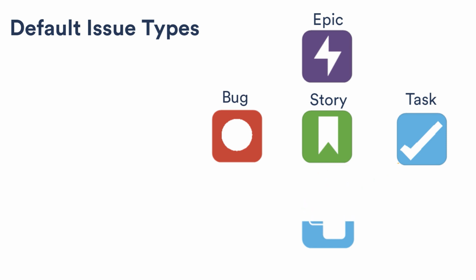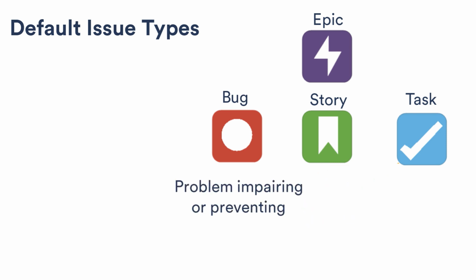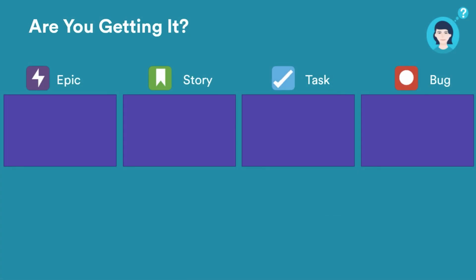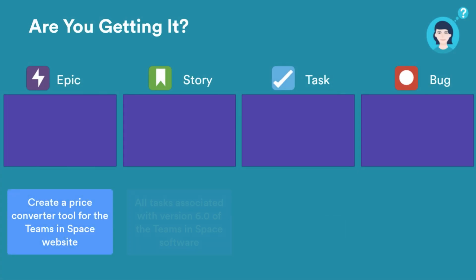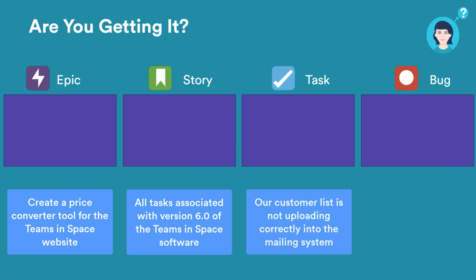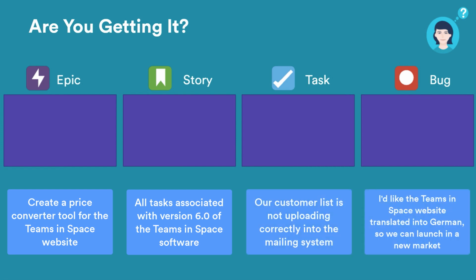Bugs are another issue altogether. They generally refer to a problem impairing or preventing the function of a product. Bugs may also have subtasks. Below are a few examples of typical issues. Correctly identify if the example is an epic, story, task, or bug.